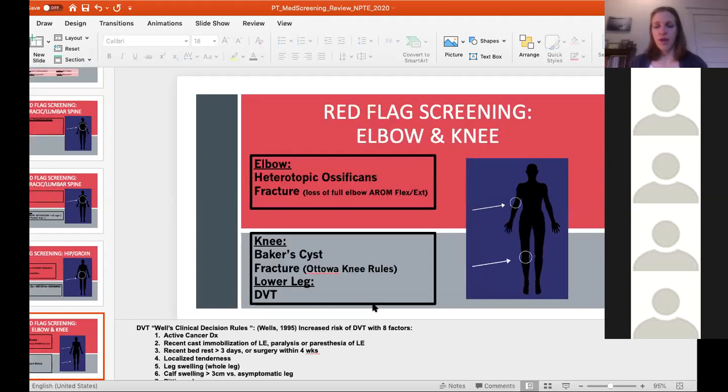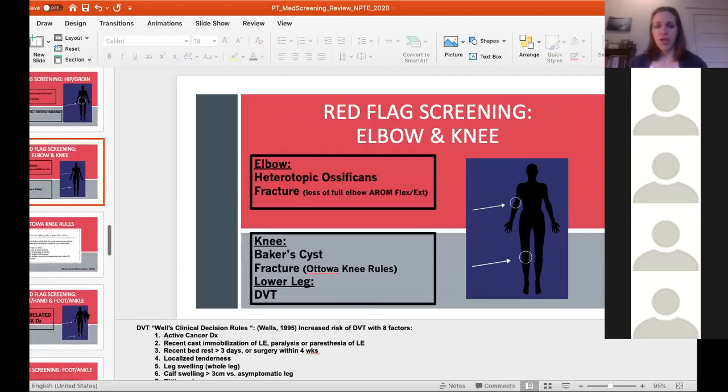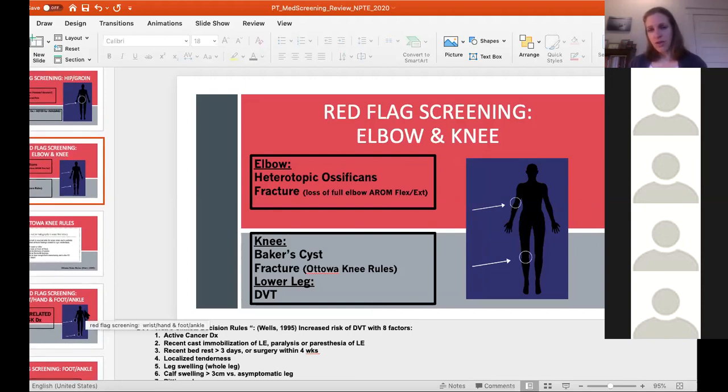Okay, so moving down, we're at our elbow and knee, and at the elbow and knee, we want to rule out fracture as well. Fracture in the elbow typically is going to be due to trauma. Fracture, again, in the knee, typically the mechanism of injury is going to be due to trauma. And at the elbow, what's most predictive of fracture is just a loss of full motion.